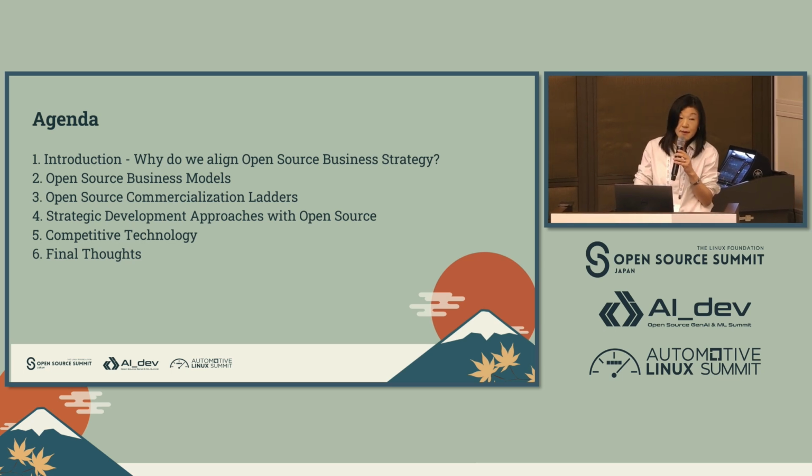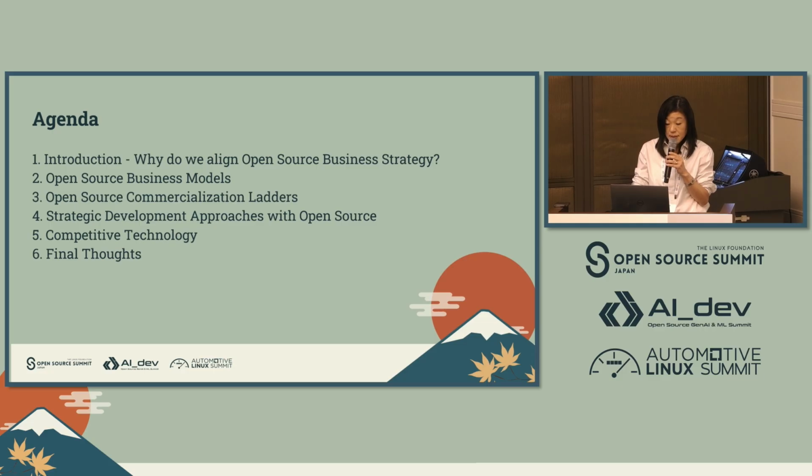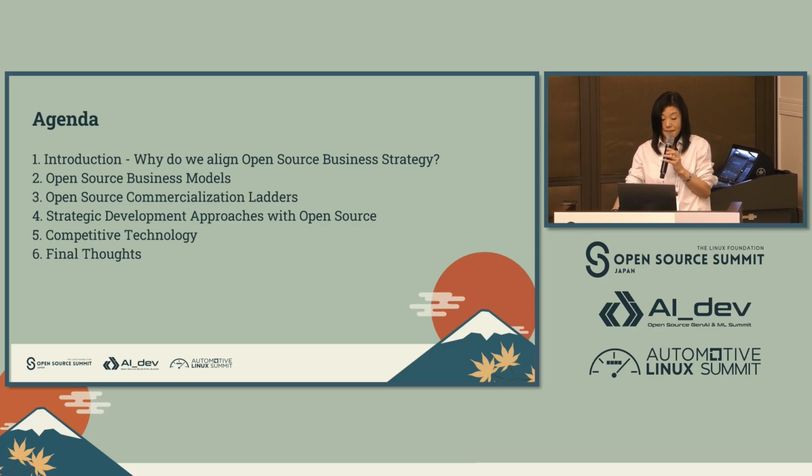So our agenda today. Firstly, I will talk about why an organization needs to establish and align open source development strategy with their business, and the impact without it. Then I will introduce typical open source business models and open source commercialization paths. Next, I will share an organization's strategic development approach with open source. For example, what type of project we work on to fit our purpose, what we need to consider to minimize the risks, and why we regularly review the competitive technologies. Then finally, I'll wrap up with the final thoughts. Then we will have some time for Q&A.